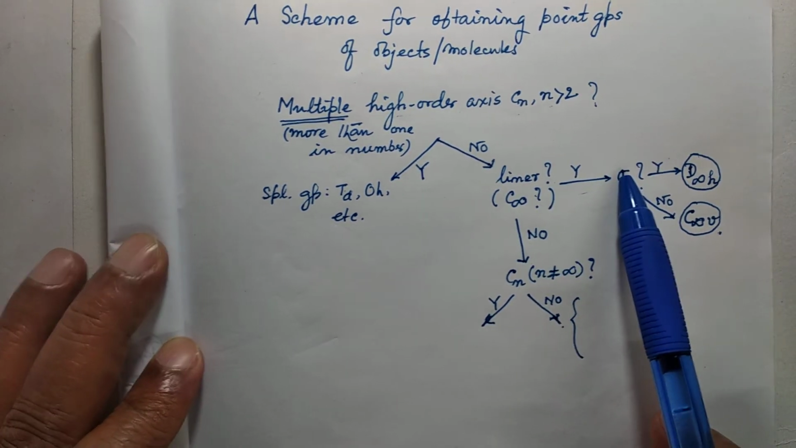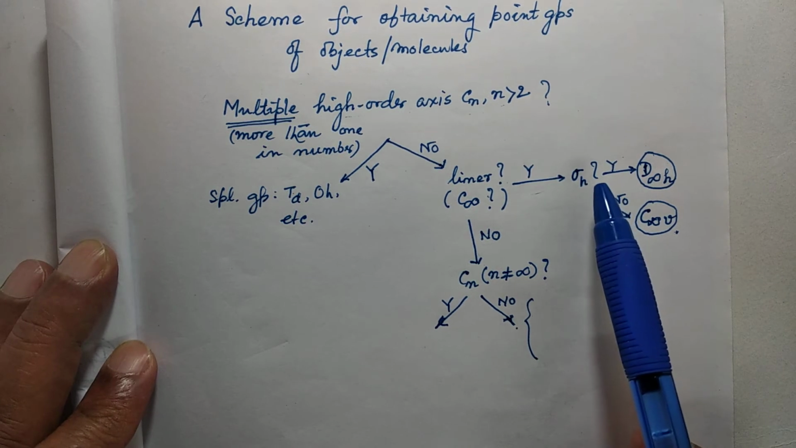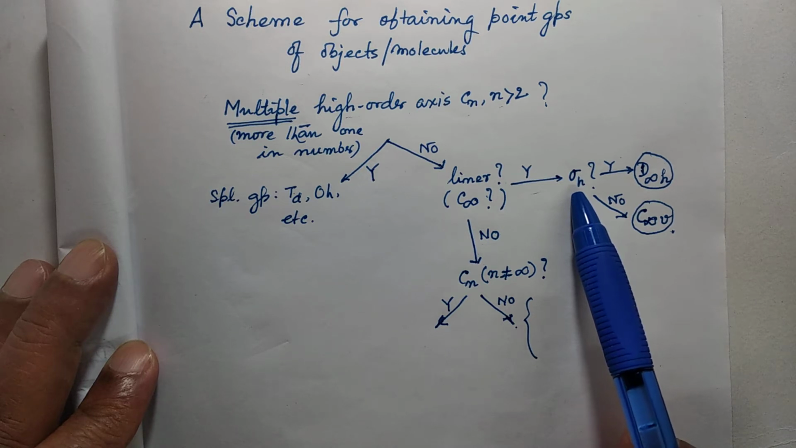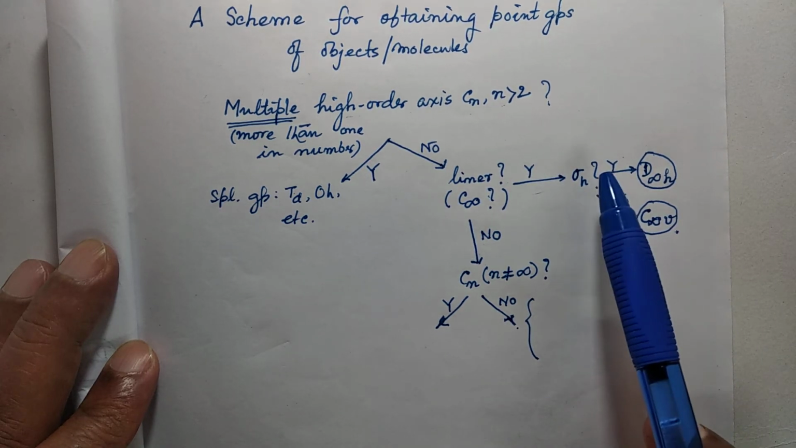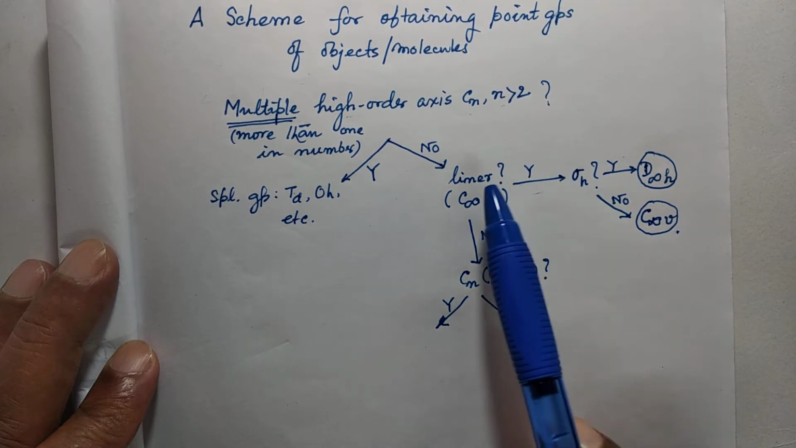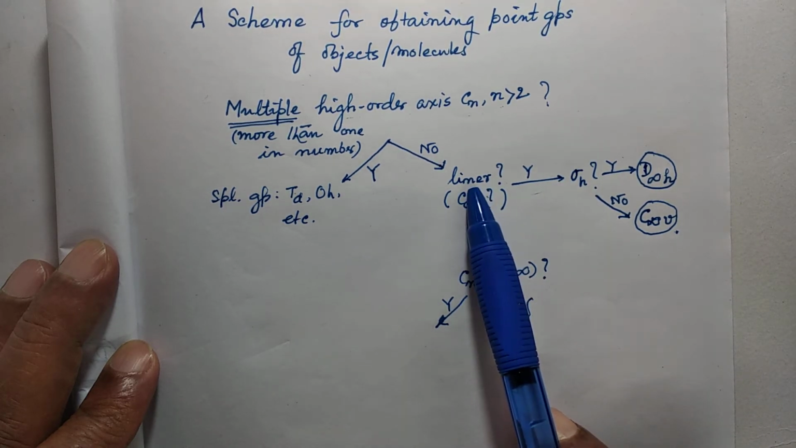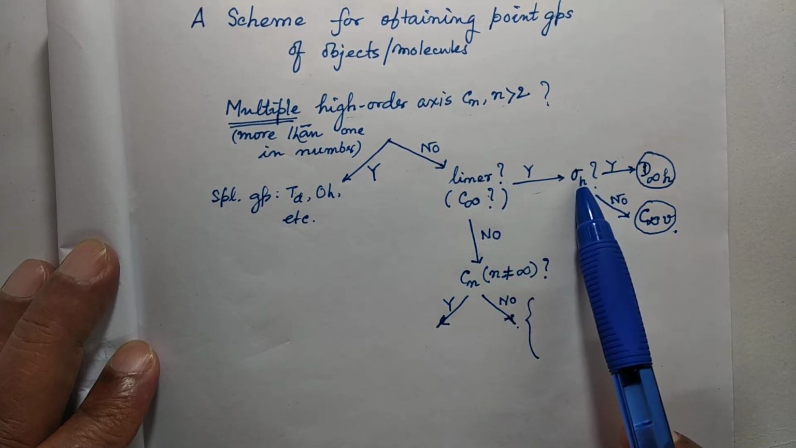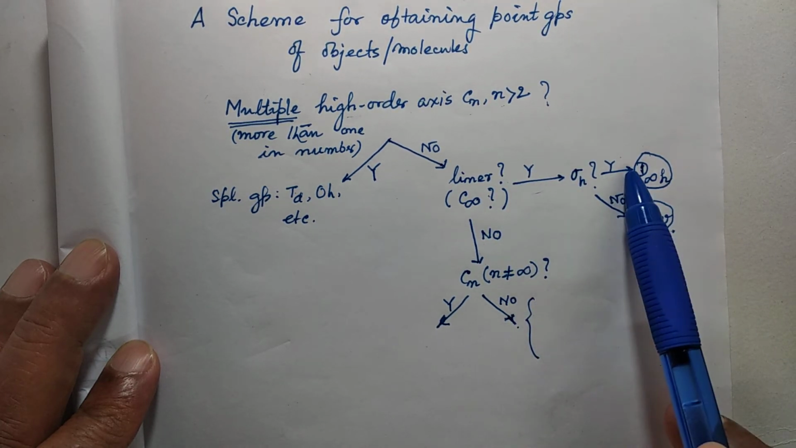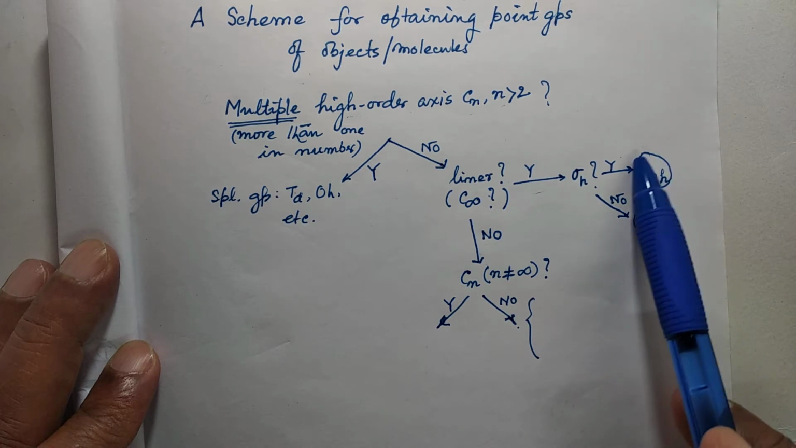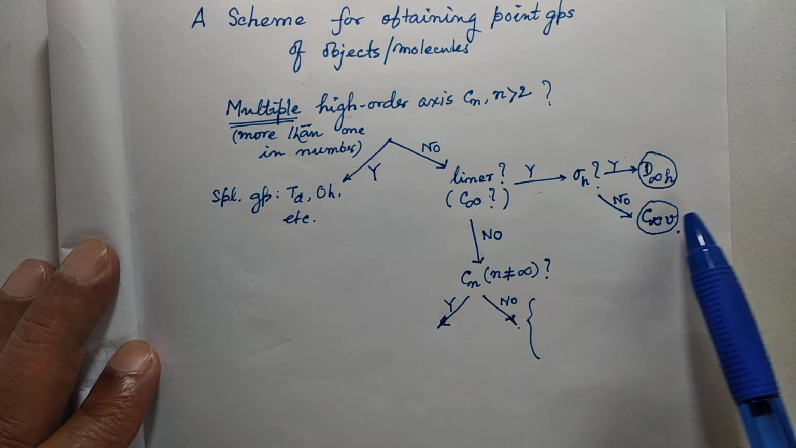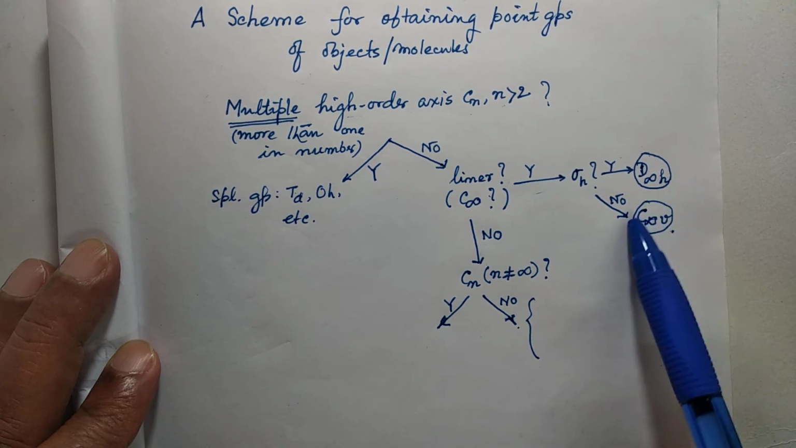If yes, then the next question is, does the object have a sigma h plane? Sigma h means a horizontal plane perpendicular to the line which indicates that the object is linear. If such a plane exists, the answer is yes, and the point group is D infinity h. And if no such plane exists, the point group is C infinity v.